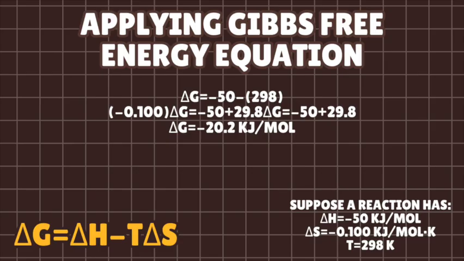So, we know when delta G is less than 0, the reaction is spontaneous. When delta G is more than 0, it's not spontaneous. And when delta G equals 0, the reaction is at equilibrium. So, in this particular reaction, delta G equals negative 20.2, which is less than 0. So, we know that the reaction is spontaneous.